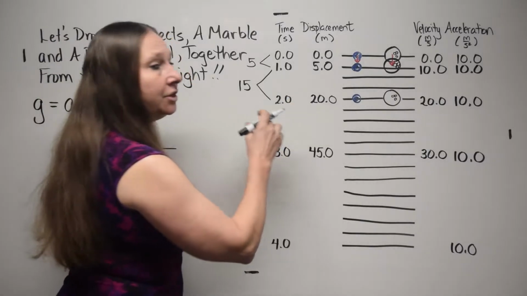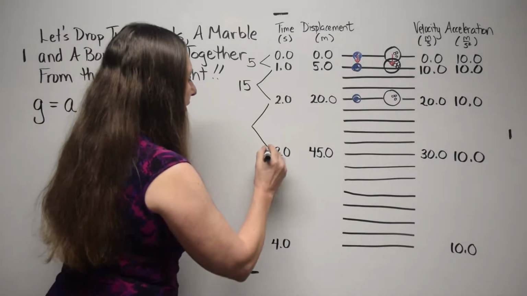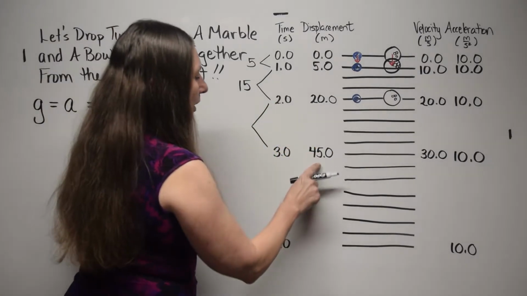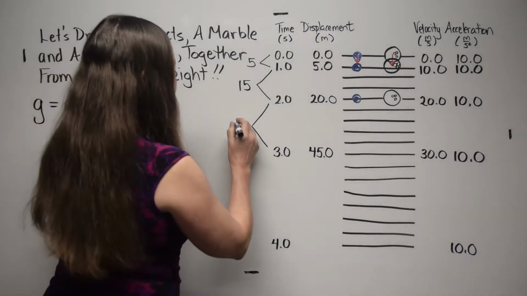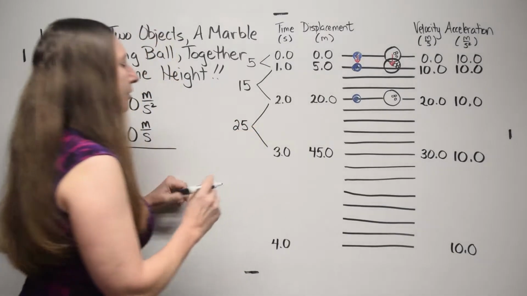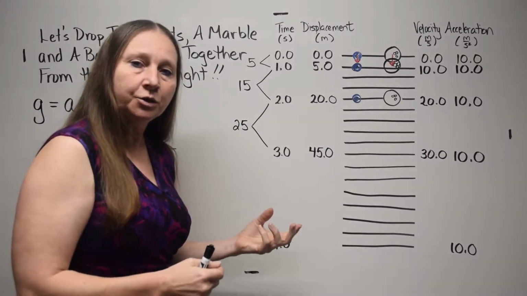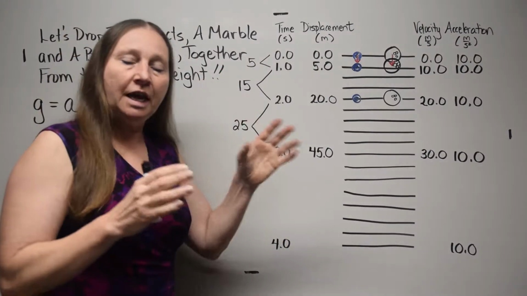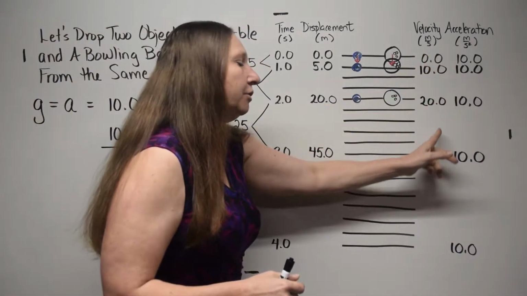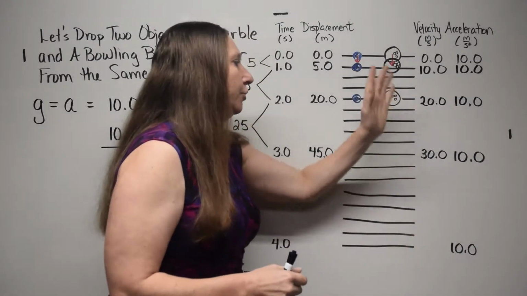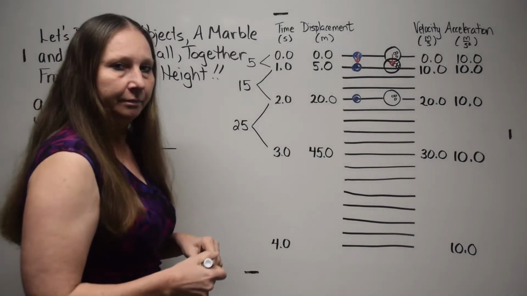What about in the next second, from 2 to 3? How far did they fall during this interval? Well, they fell from 20 down to 45. So how far did they fall? They fell 25 meters in that time. Why are they falling more and more distance in each same amount of time, in 1 second, in 1 second, in 1 second? Because they're going faster and faster. So they're covering more distance in the same 1 second of time.